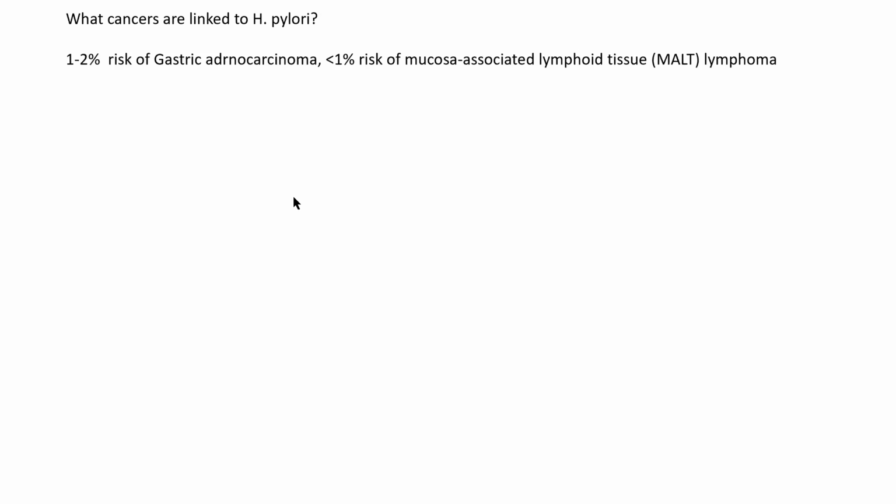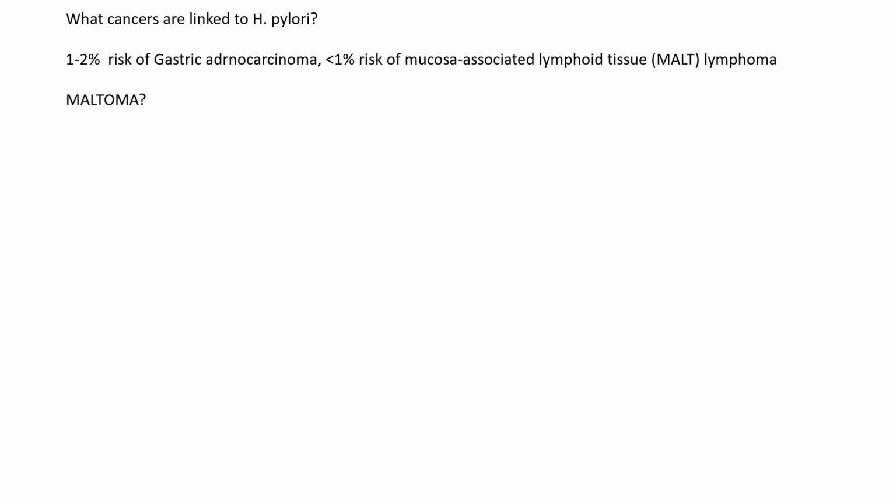What cancers are linked to H. pylori, the Helicobacter? Adenocarcinoma of the stomach, and lymphomas, that is, mucosa-associated lymphoid tissue lymphomas. So about 1% gastric adenocarcinoma and less than 1% MALToma. What is MALToma?